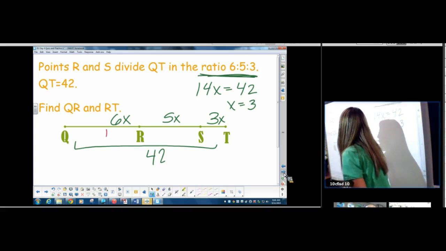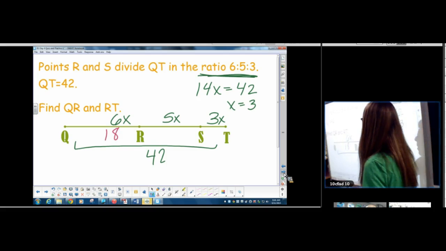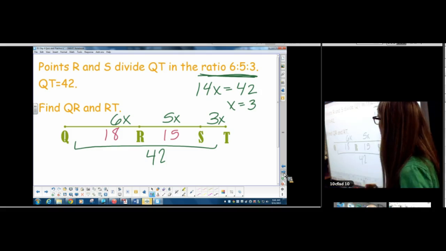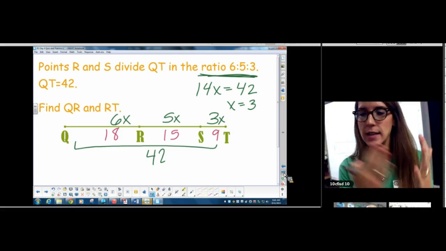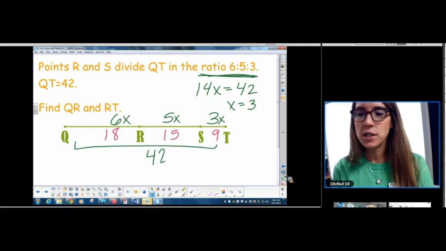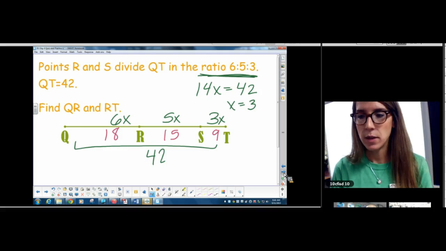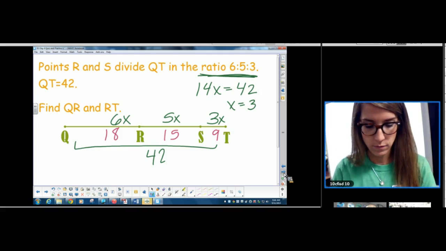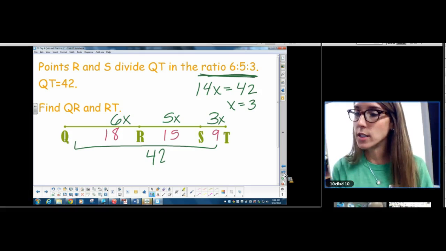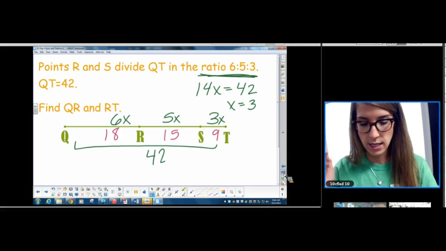So from Q to R, it's 18. From R to S, it's 15. And from S to T, it's 9. I just multiplied 6 times 3, 5 times 3, 3 times 3. This is a great problem because you can check your answer right away. 18 plus 15 plus 9, does it equal 42? It does. So we did it right. So QR is 18 and RT is 24.